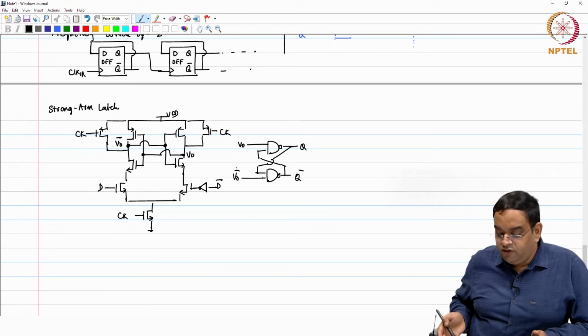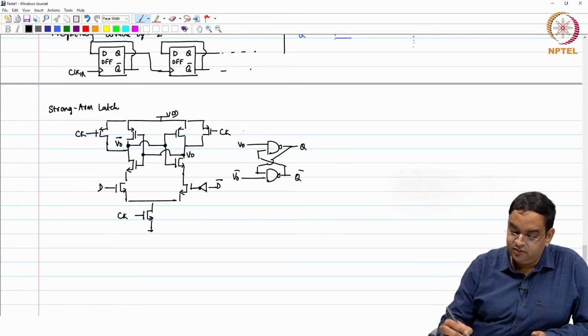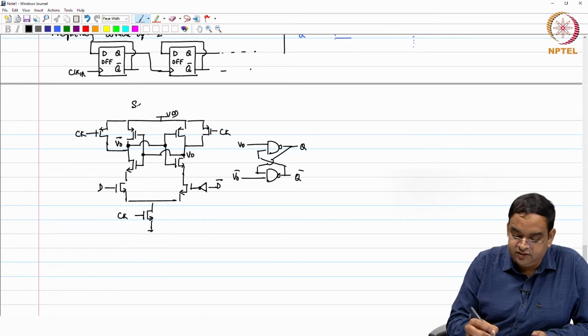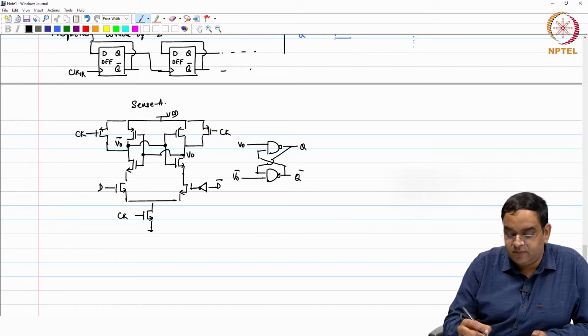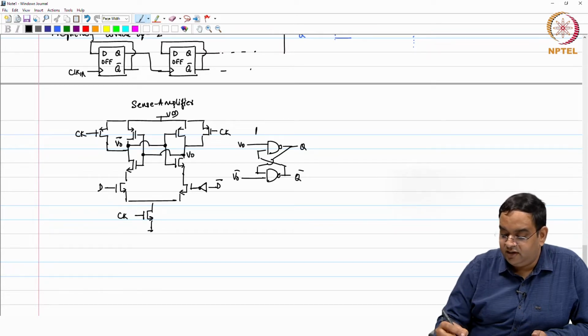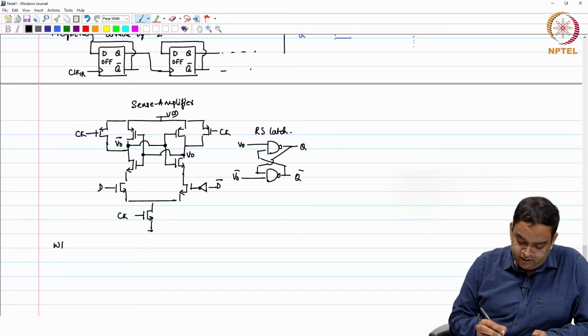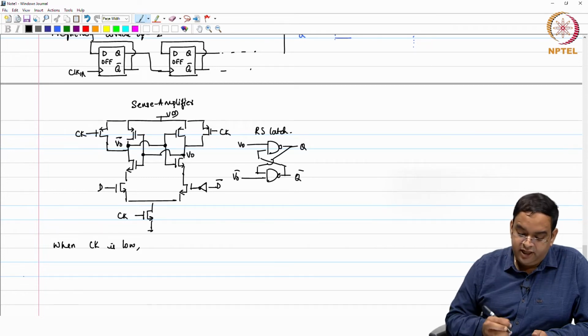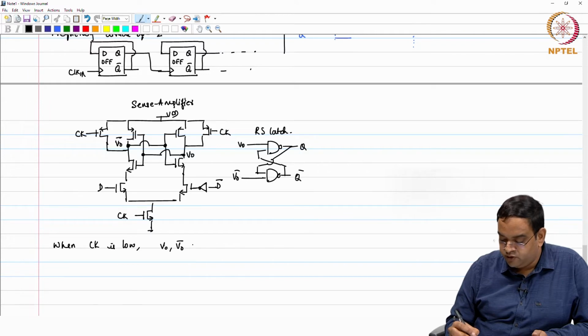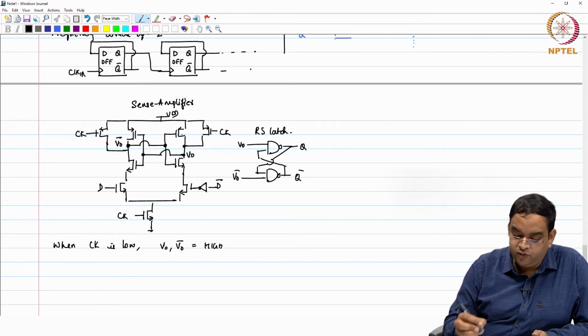Okay. Now, you look at it, the strong arm. So, let us call this one, which is normally called the sense amplifier. This complete is a strong arm latch. Okay. Sense amplifier, and this is the RS latch. So, when your clock is low, right, clock is low, your VO and VO bar, both these nodes are held high. They are reset to VDD.